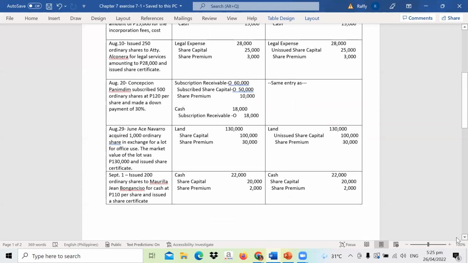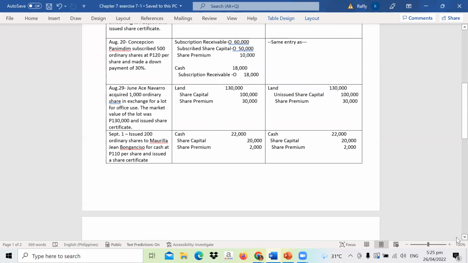Next, August 29. On August 29, June Ace Navarro acquired 1,000 ordinary shares in exchange for a lot for office use. The market value of the lot was 130,000, and a share certificate was issued. Now, this is an example of issuance of shares for a non-cash asset. Again, the order of priority is that first you will record it based on the fair value of the non-cash asset received. If there is no fair value of the non-cash asset received, you will base it on the fair value of the shares issued. If there is no fair value of the shares issued, then you will base it on the par value.